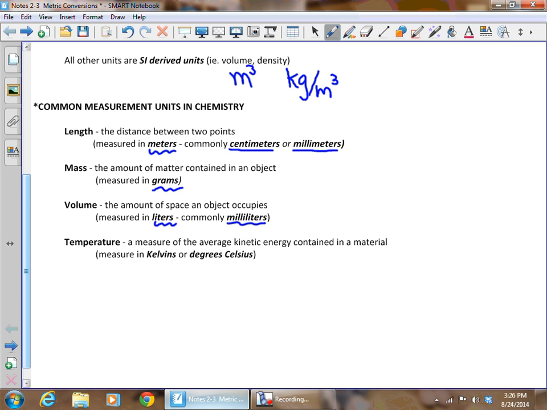Temperature is measured in kelvins or degrees Celsius in science. I know in this country we always use Fahrenheit to measure temperature and weather. That's our most familiar unit, but we never use Fahrenheit in chemistry. It's always kelvins or degrees Celsius. And here at the beginning, we're going to be concentrating on degrees Celsius.